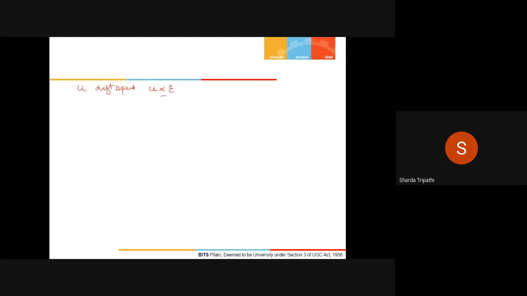So now in order to remove this sign of proportionality, we introduce a constant. And that constant is denoted by mu. So don't get confused. This is U and this is mu. So now we say that U is equal to mu into E, where mu is known as the mobility of the electron, and it's measured in the units of meter square per volt second.